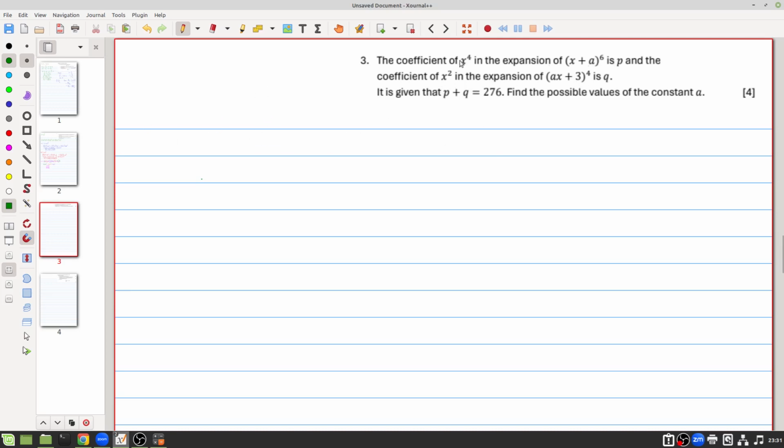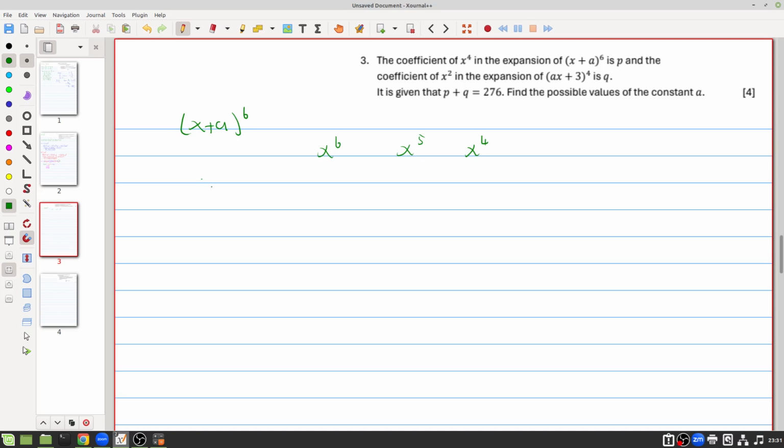Okay, so of x to the power 4. So if we think about the expansion of this first one, this x plus a to the power 6, right, if we think about this expansion, the how manyth term will have x to the power 4? Well, the first term is going to have x to the power 6, second term x to the power 5, and the third term is going to have x to the power 4. Right? So we need the third term.